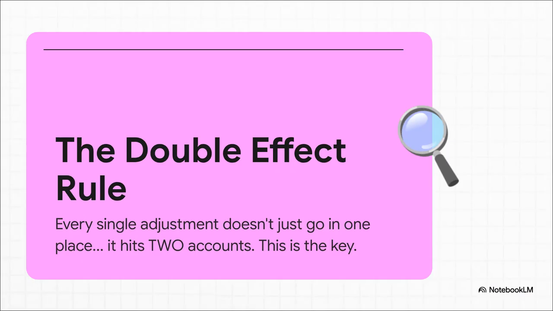So many students lose marks on this. They post an adjustment in one place and then just move on. No, you can't do that. Every single adjustment has two effects, two homes. Forgetting that second one is hands down the most common mistake, and we're going to fix that right now.